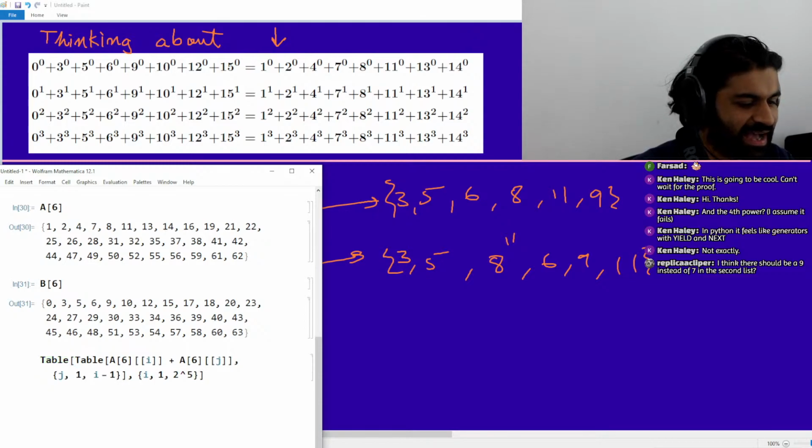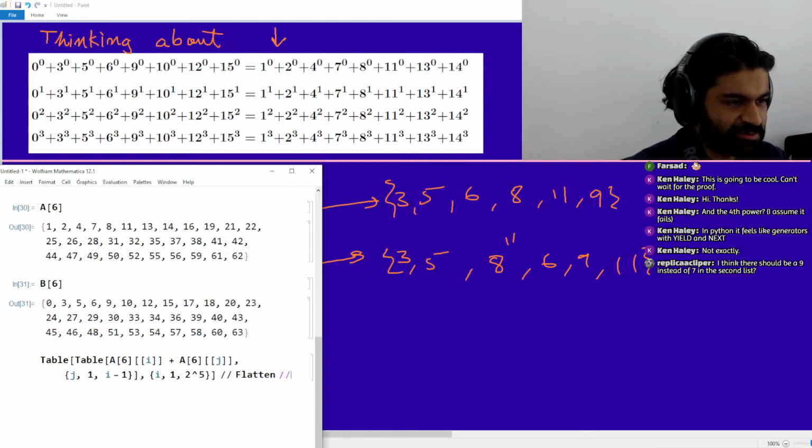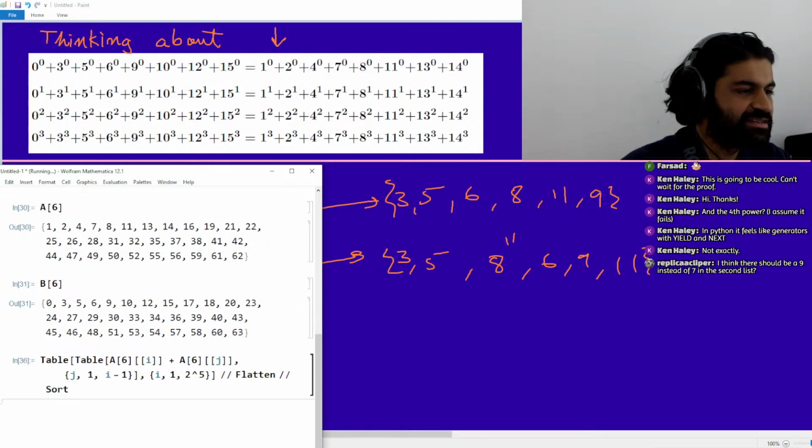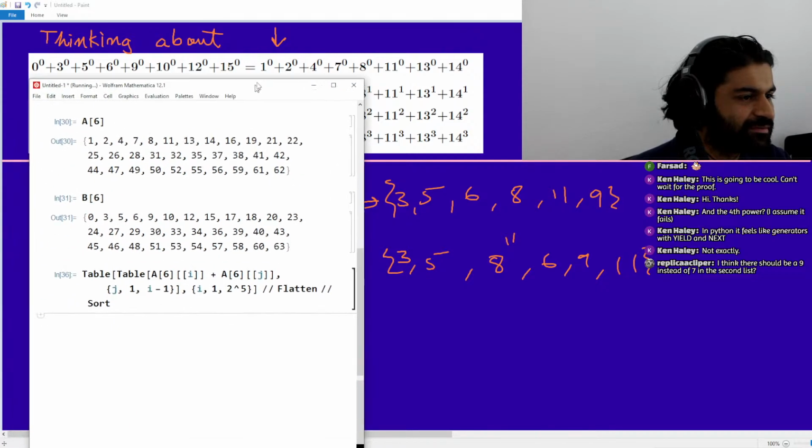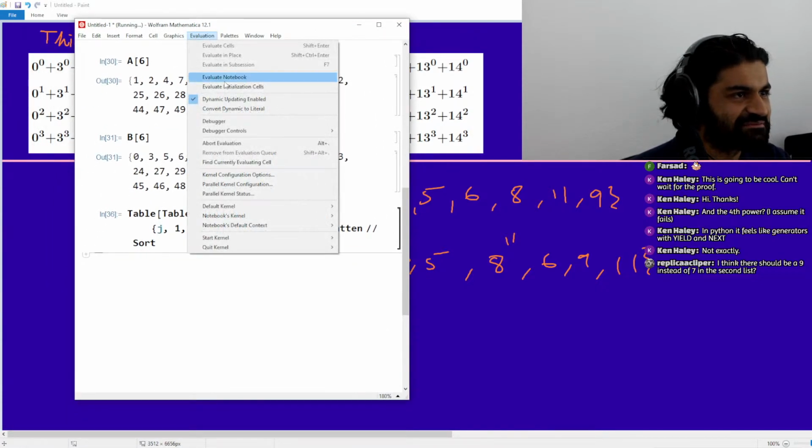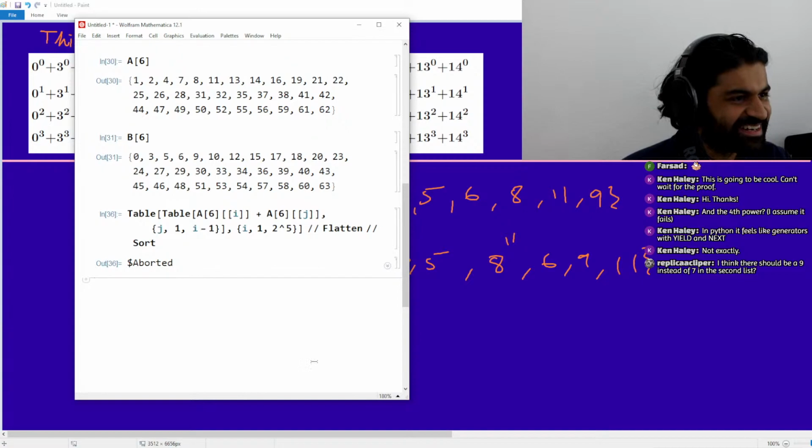Okay, and then I also want to flatten this to get rid of any extraneous parentheses, and I also want to sort this. So, oh, I did something bad. I need to abort the evaluation. All right, so what did I do that was so bad?